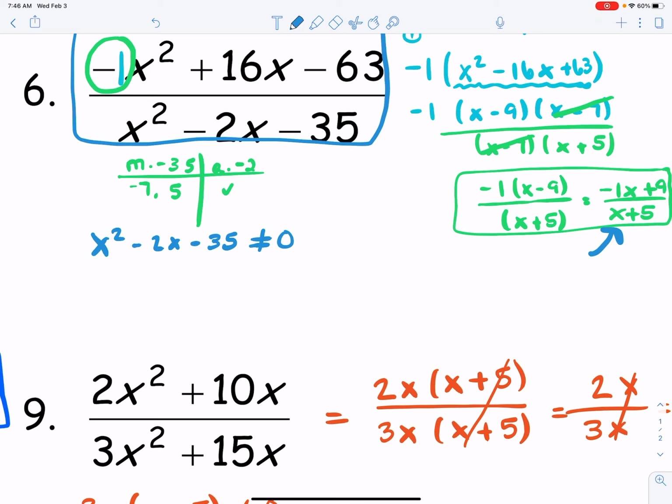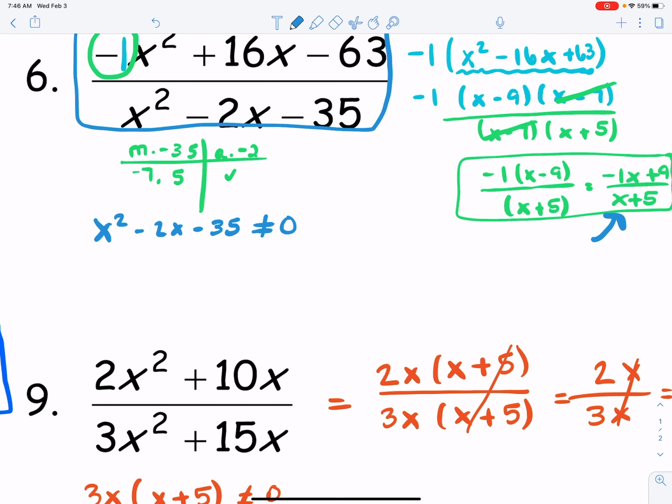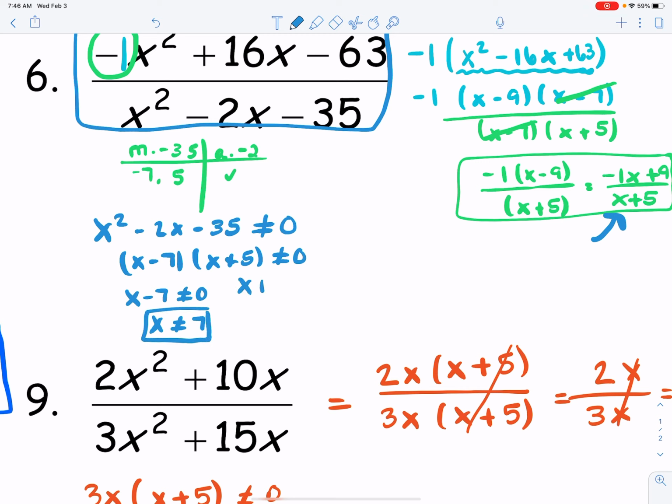So the x values that don't work here: I cannot solve this denominator for 0 because it has an x squared, so we're going to factor it first, which we already did. So x minus 7, x plus 5. We cannot have it equal to 0. So x minus 7 cannot equal 0, which means that x cannot be equal to positive 7. And x plus 5 cannot equal 0, which means x cannot equal negative 5.